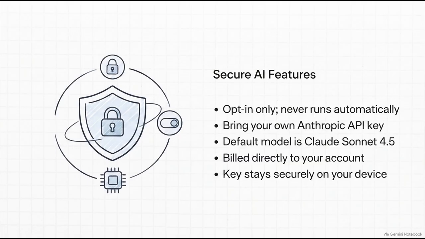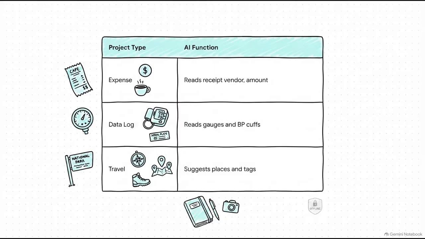Most importantly, that API key stays securely locked right on your device. Your data isn't being routed to some mystery middleman server. It's a direct, completely optional line to Anthropic, and it only activates when you explicitly hit the assist button. And this brilliantly illustrates how it works in practice.